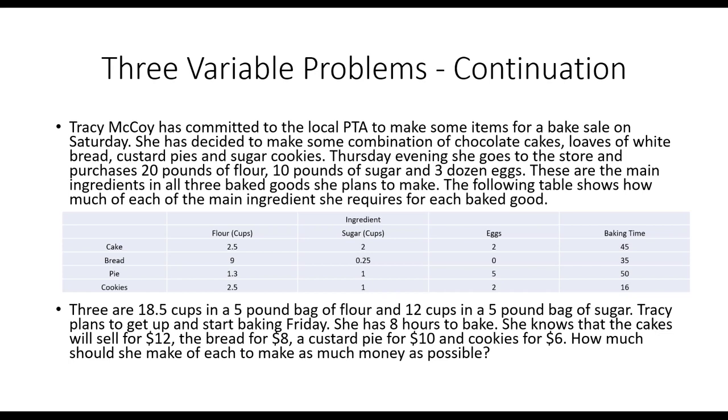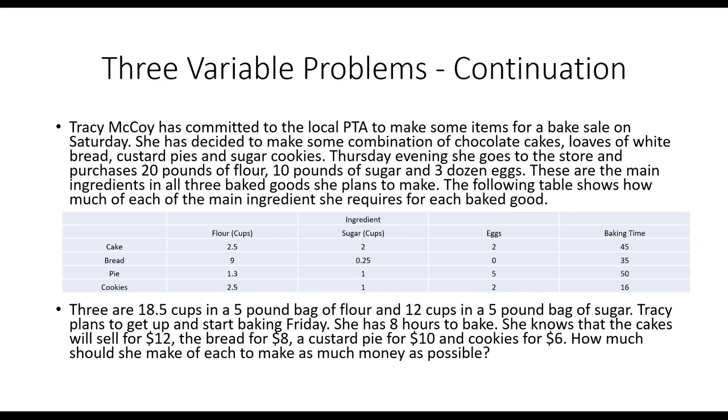In general, we would then move on and look at our constraints. The first one we see is that she went to the store and purchased 20 pounds of flour. Looking at the end, we see there are 18.5 cups in a 5-pound bag of flour. So we know from that she has 4 bags of flour. That is 18.5 times 4, which is 37 times 2, or 74 cups of flour.